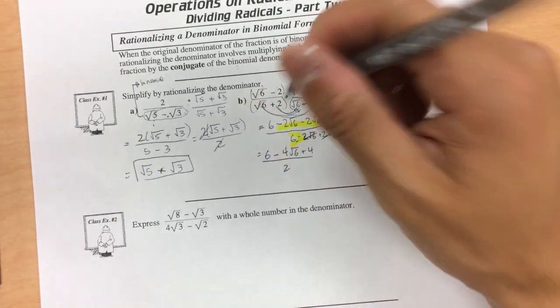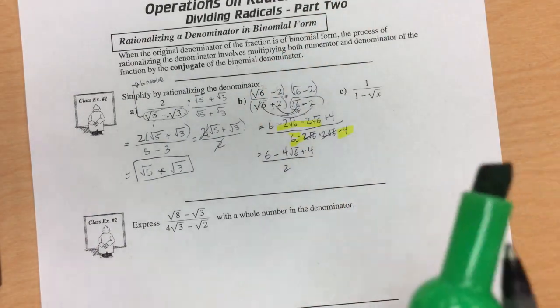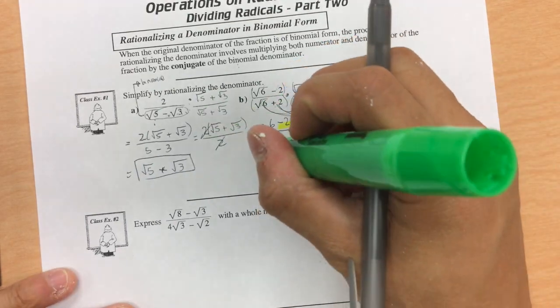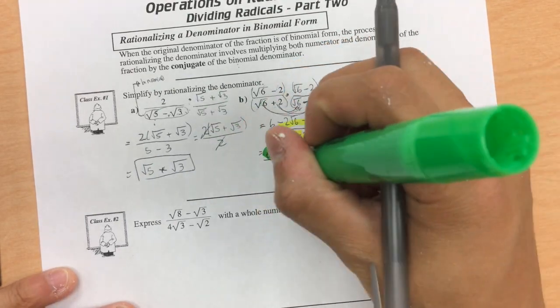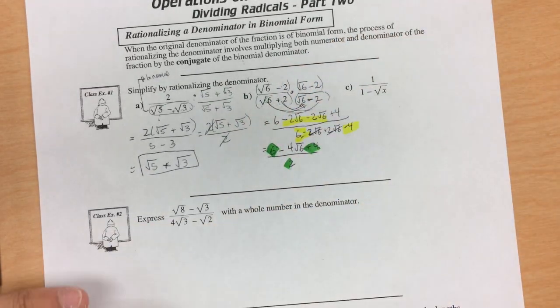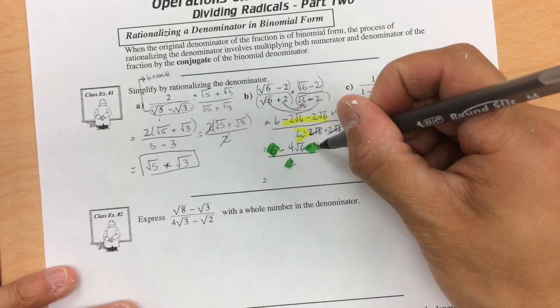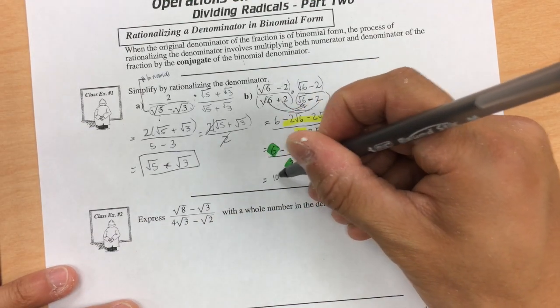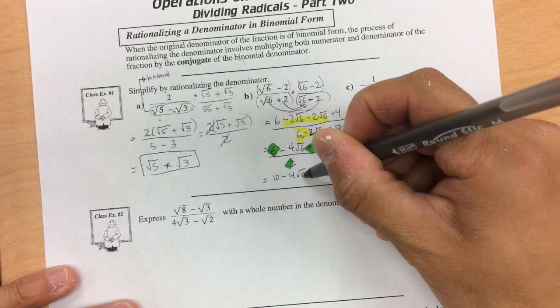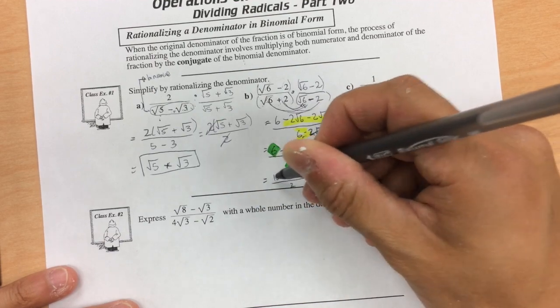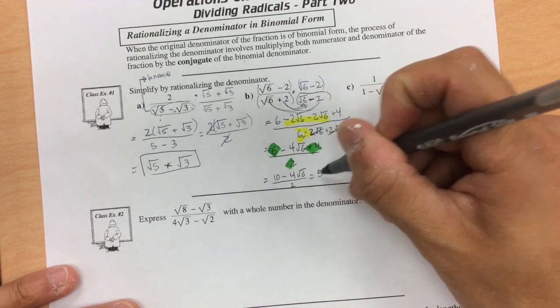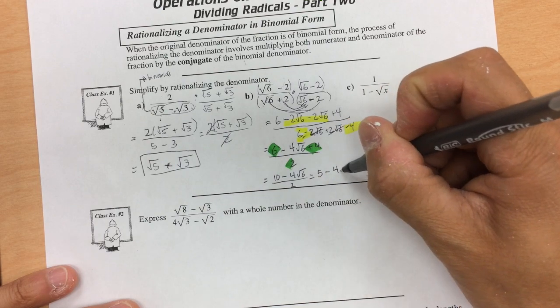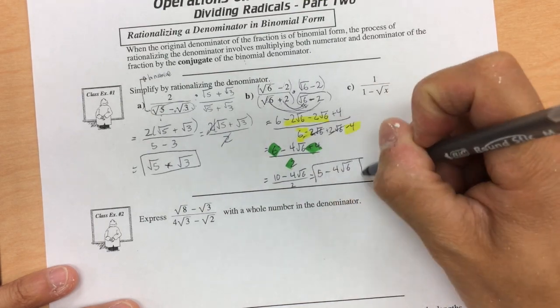Now, when I combine all my like terms at the end here, I'll use a different highlighter. So like terms, 6, 4, and 2, that becomes square root 6 and 4 is 10 minus 4 root 6 over 2. 2 goes into 10 5 times. That's going to be 5 minus 4 root 6.